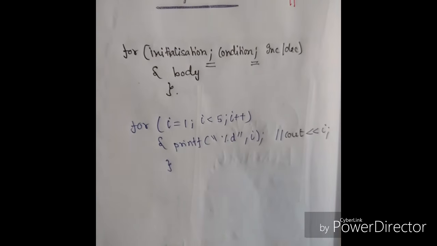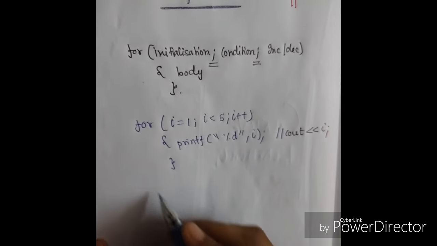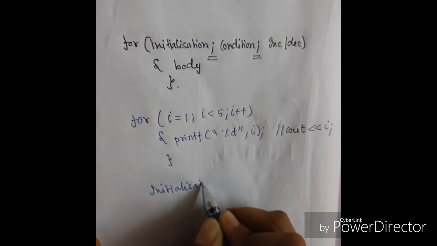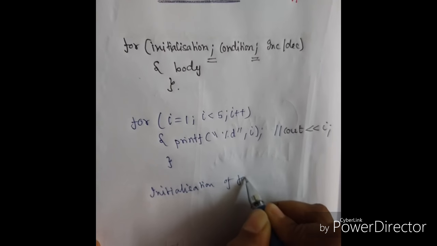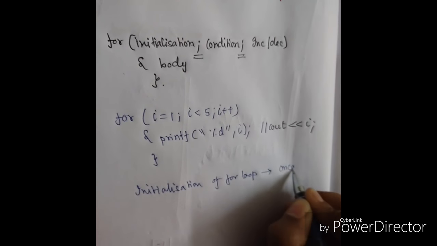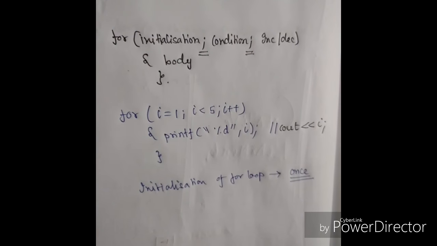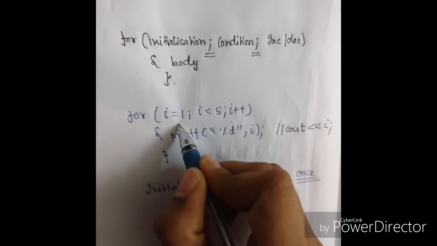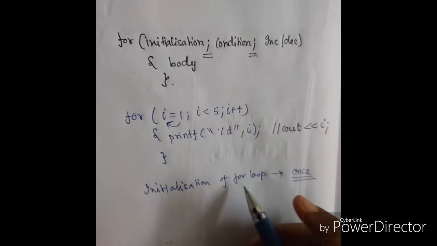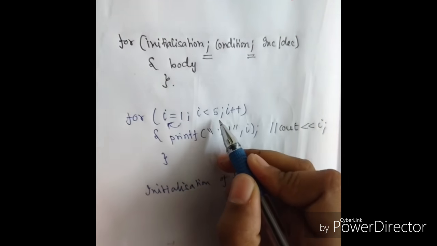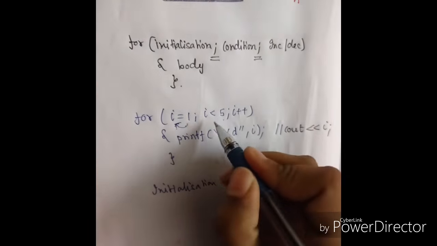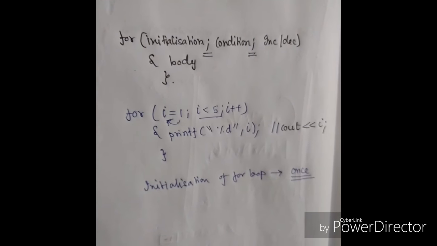First, one thing we should keep in mind is that the initialization of a for loop takes place only once in a for loop. So here my i is initialized as 1. It will be only for one time. Then it becomes i less than or equal to 5. Is 1 less than 5? Yes. So my condition is true.